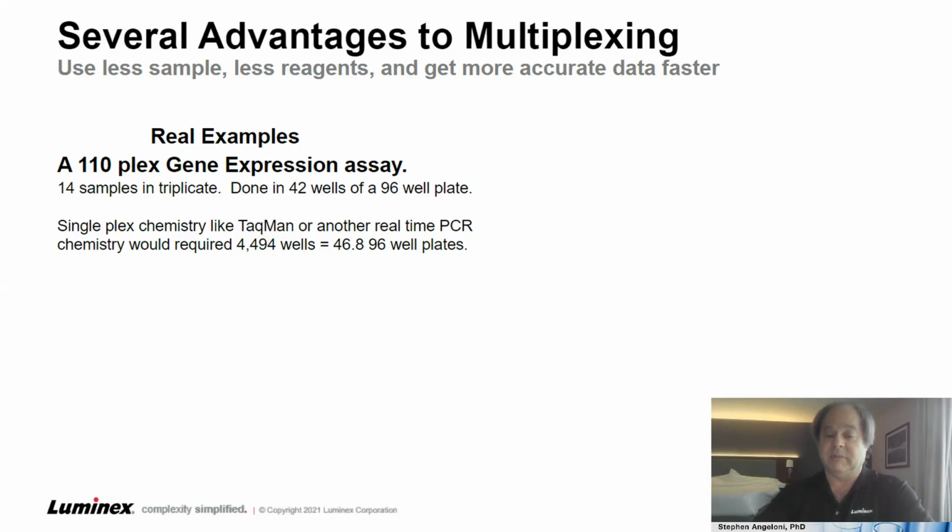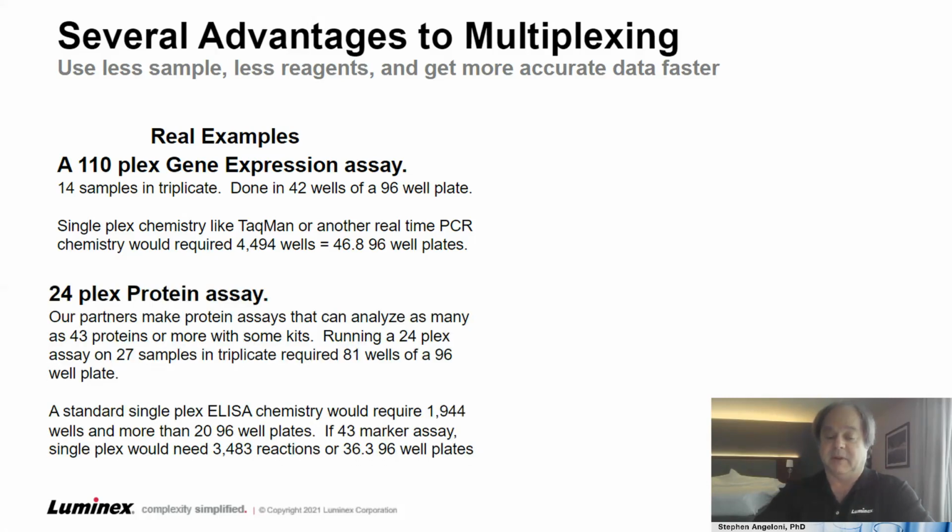But if you did the same chemistry with TaqMan or some real-time PCR single-plex chemistry, that would have been almost 4,500 wells, which is almost 47 96-well plates. On the proteomic side, this is an example of a real assay that we ran from one of our partners, and the client was running it as a 24-plex, but it could also be run as a 43-plex.